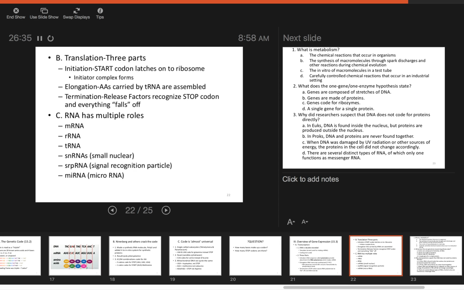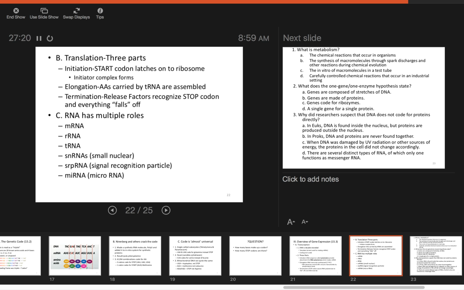Translation is mRNA to the protein. Again, it has 3 parts: initiation, elongation, termination. Initiation, that start codon. What's the start codon? AUG. Gold. How it latches onto a ribosome, we'll talk about it as an initiation complex. It's way more complicated in eukaryotes than it is in prokaryotes. Then to elongation, where amino acids are carried by tRNAs. tRNAs stand for transfer RNAs. So we'll assemble an amino acid sequence chain, polypeptide if you will, and then eventually it will reach a stop codon, and again everything falls off, and then that chain of amino acids will fold into a protein.